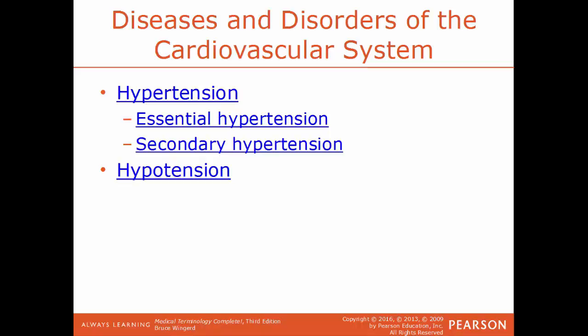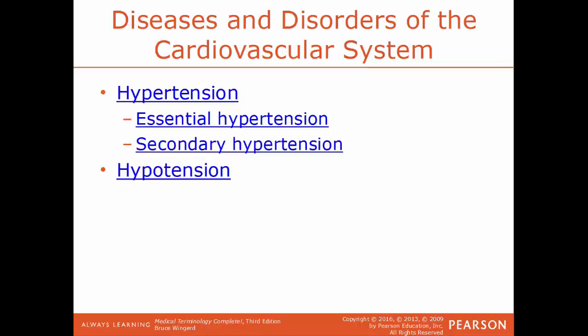And compare that to secondary hypertension. Sometimes this is called inessential hypertension. This is caused by an identifiable condition, or by an identifiable underlying cause. So you develop secondary hypertension because of another disease or another illness. And the opposite of those, hypotension.